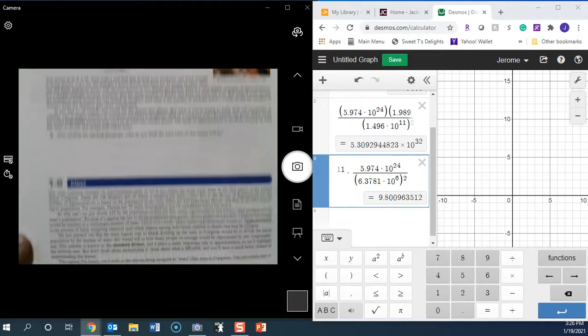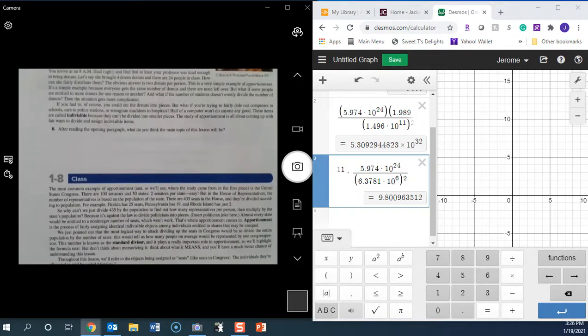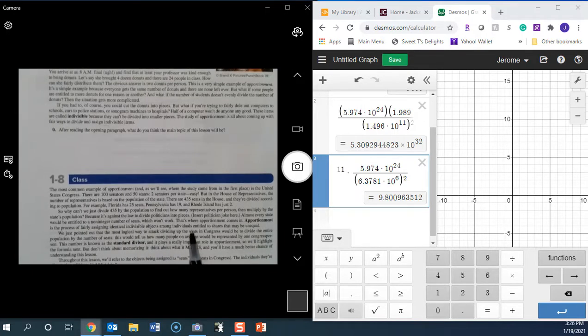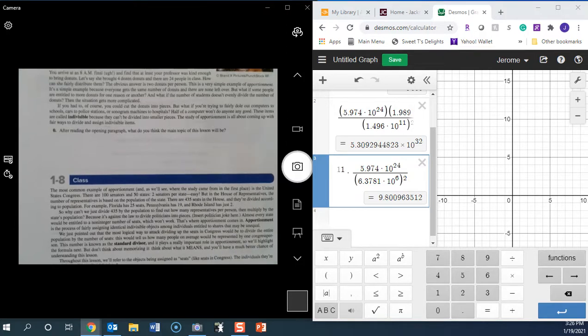If we go down here to the bottom, it tells us in this bold-faced word, apportionment is the process of fairly assigning identical individual objects among individuals entitled to shares that may be unequal. We just pointed out that the most logical way to attack dividing up the seats in Congress would be to divide the entire population by the number of seats. This would tell us how many people on average would be represented by one congressperson. Now that's from an earlier example, but we're going to get to that in just a second.